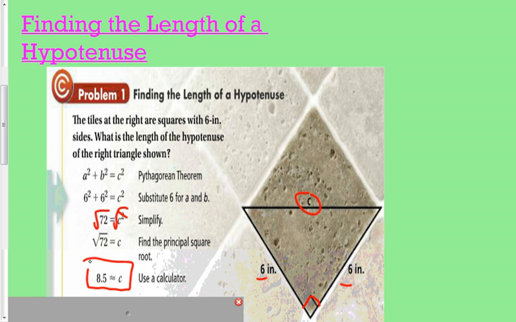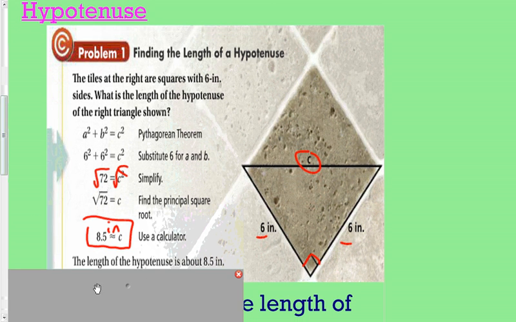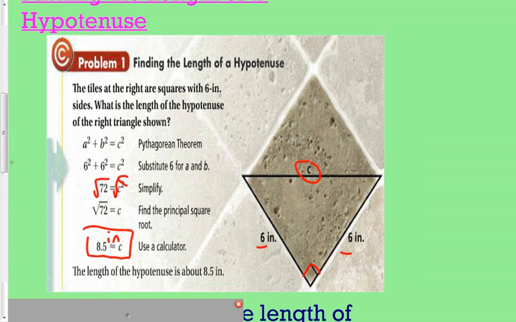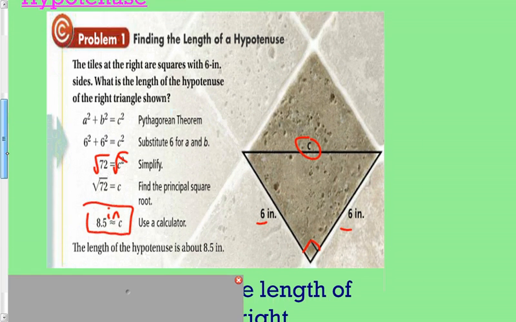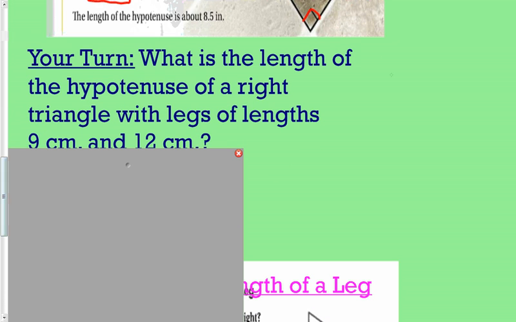And that would be inches, using a calculator. What we're going to do in the next section is find different ways to reduce radicals like that, the square root of 72. But for right now, we're just going to use a calculator and round it. Okay?